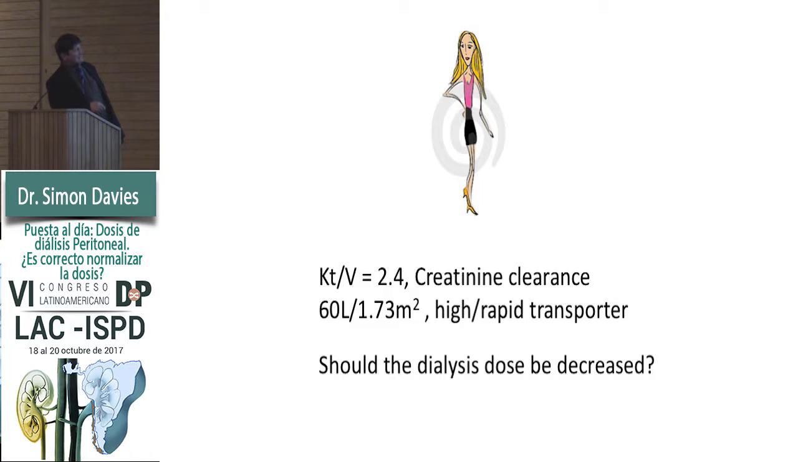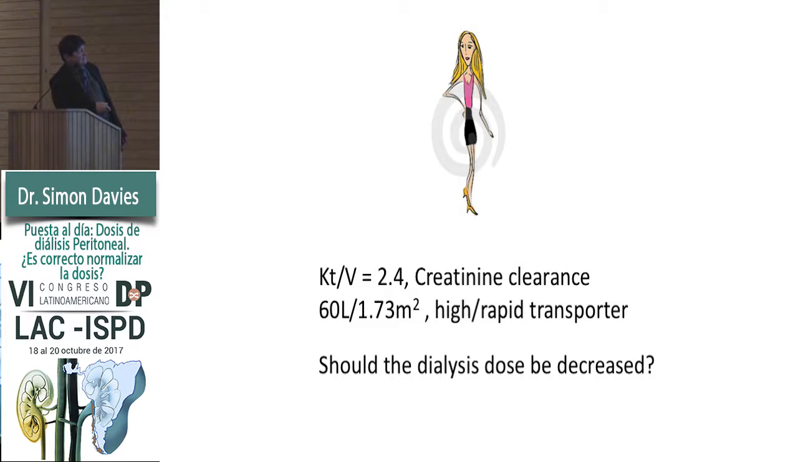Now, what I did was I asked my dietitian to help me calculate the KT over V if she had a normal body composition, because she was very, very thin. And when she did that for me, I recalculated the KT over V, and it was 1.6. So I thought maybe I should not reduce the dialysis dose, because maybe actually this person needs more clearance. She's also small, and you remember what I said about metabolic rate.